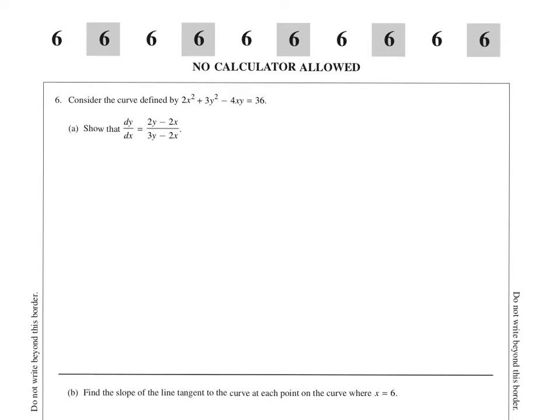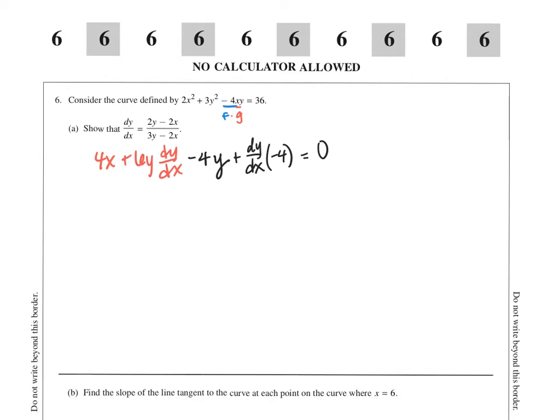The derivative of 2x squared is 4x dx/dx. The derivative of 3y squared is 6y dy/dx. The derivative of negative 4xy is going to use the product rule, where we've got a function f, negative 4x, and a function g, y. So f prime is the derivative of negative 4x, which is negative 4, times g, y, plus the derivative of g, which is dy/dx, times f, which is negative 4x. The derivative of 36 is 0.